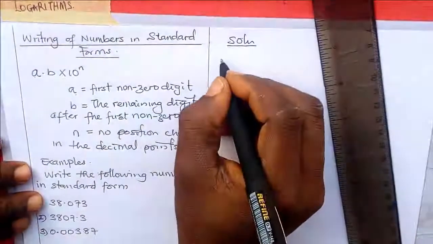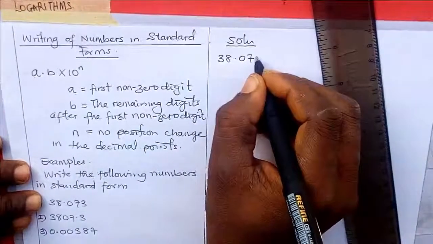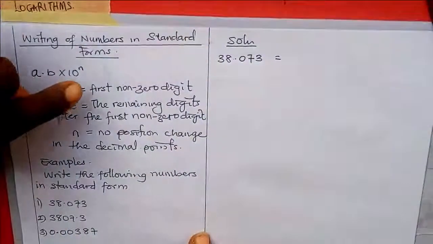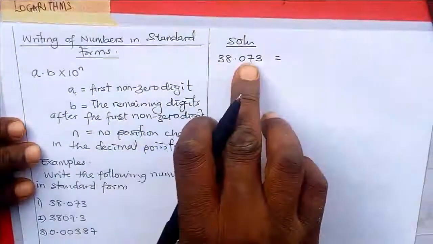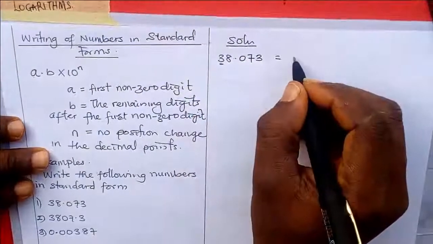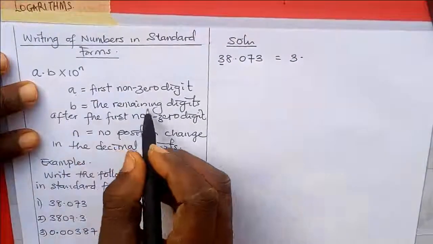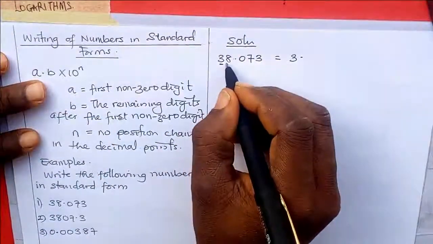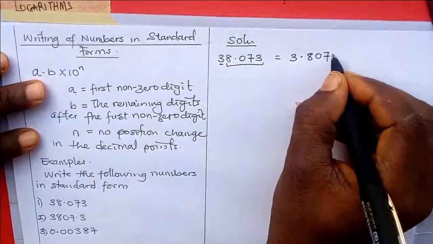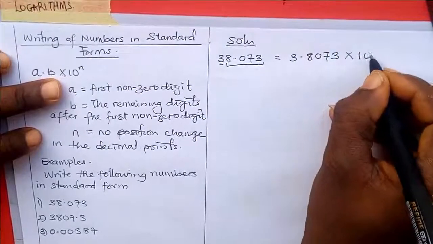So, solution. To write 38.073 in standard form, we get our a. What is our a? A is the first non-zero digit. So among these digits, the first non-zero digit is this 3. So my a is 3. I'll put a point. Then b is the remaining digits, from here to here, which is 8073. Then I have times 10 raised to the power of n.